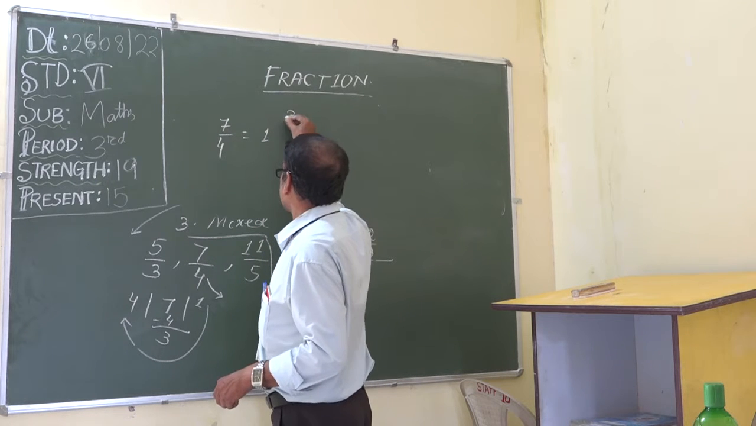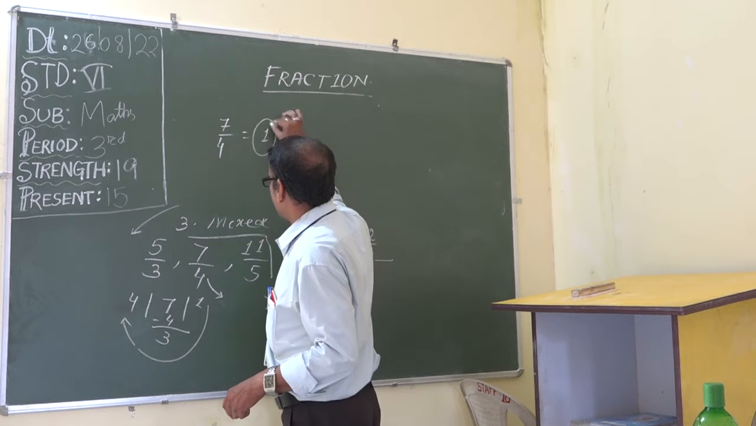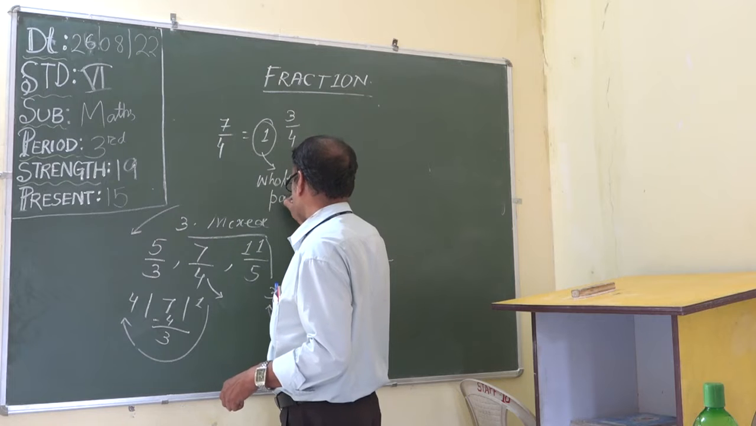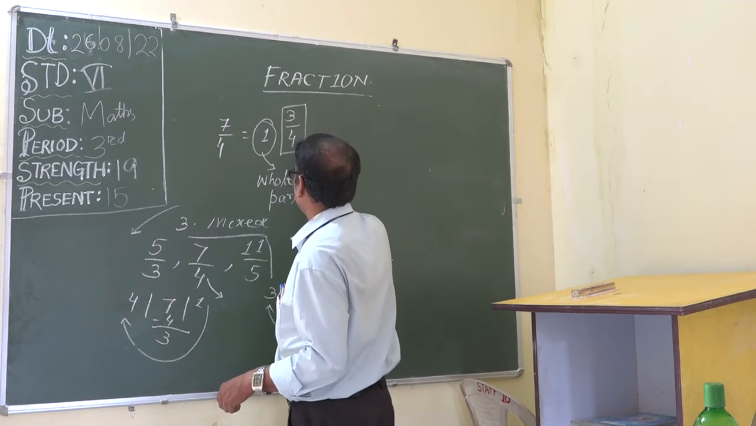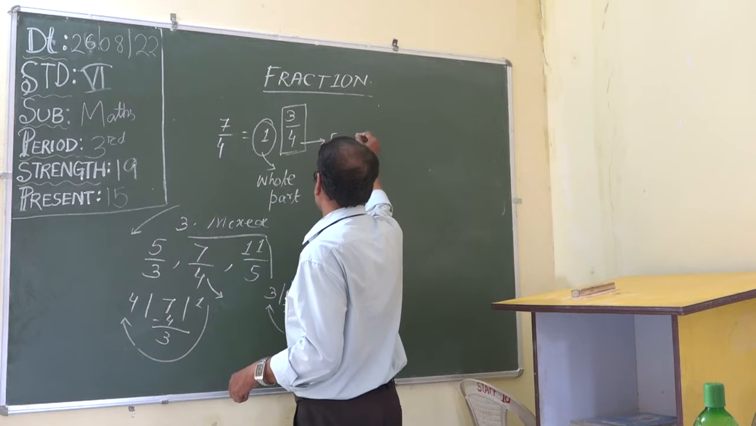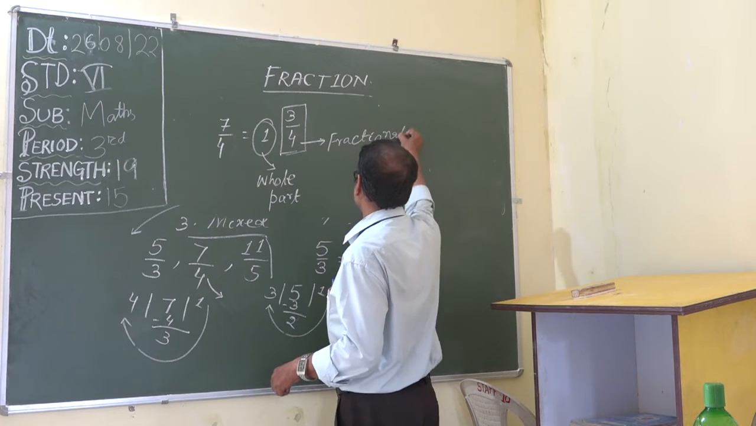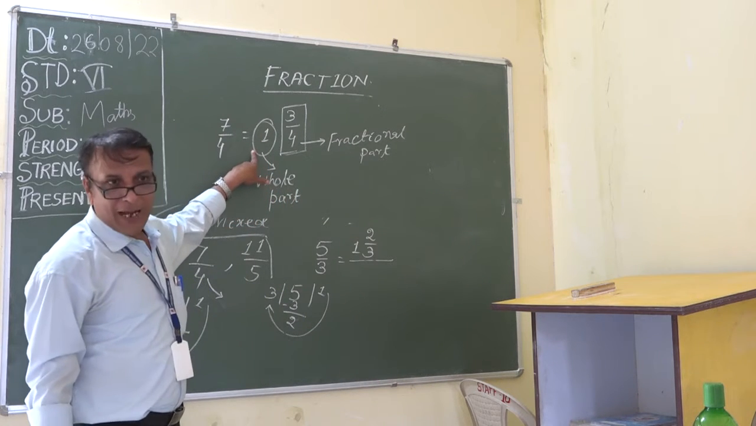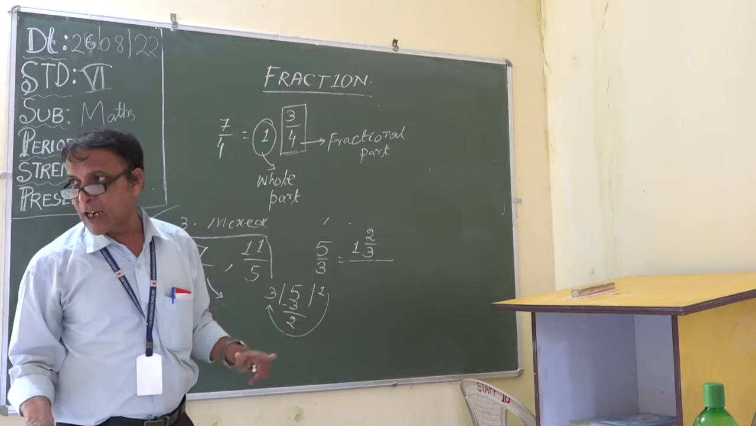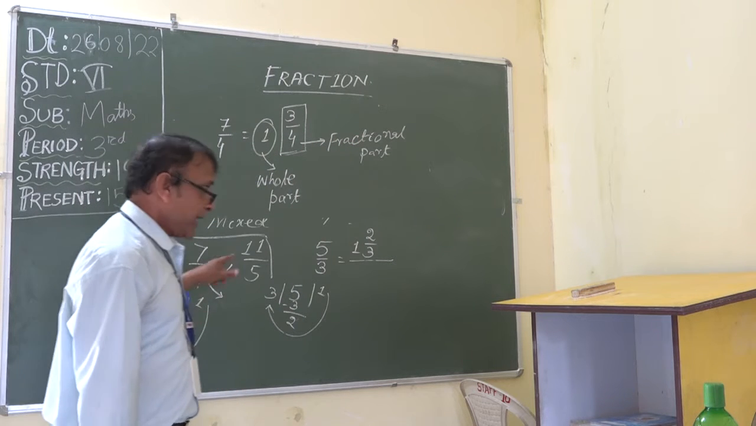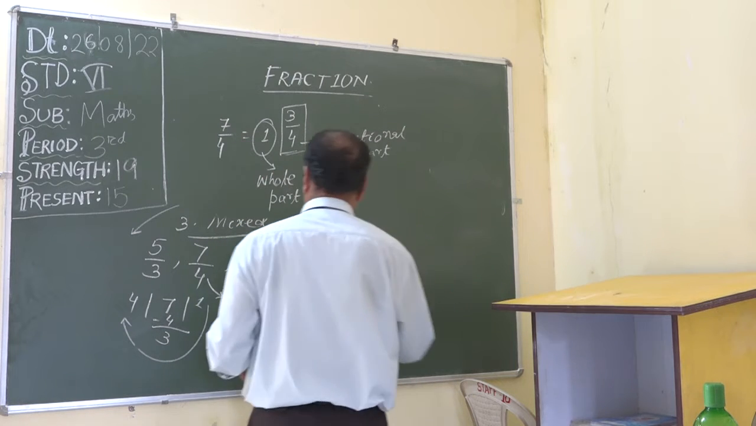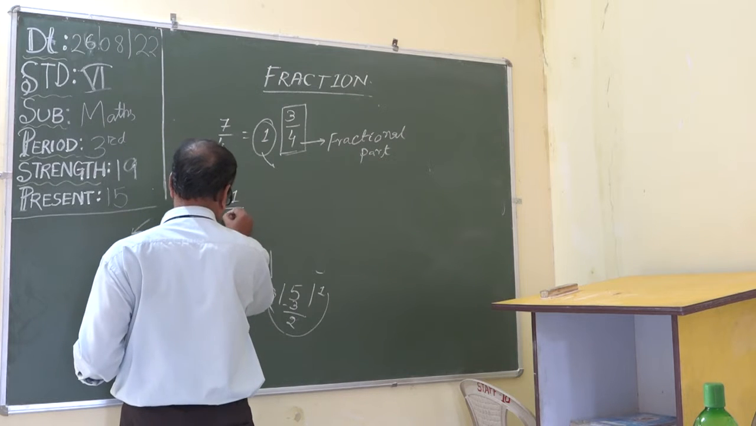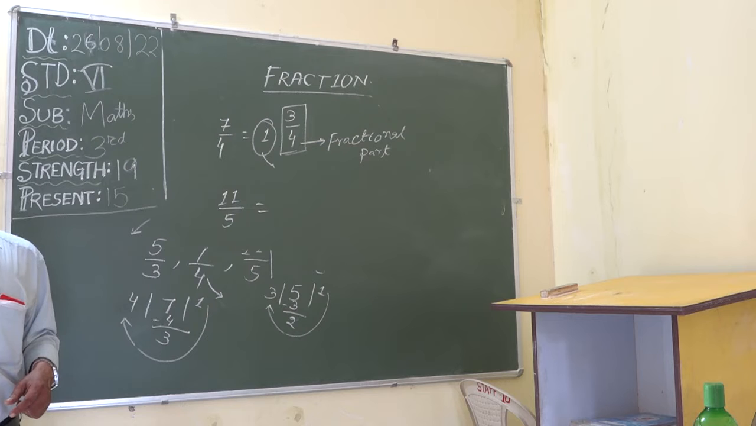7/4, which was an improper fraction, is now 1 whole 3/4. This is called the whole part, because it is always a whole number. And this is called the fractional part, because it always gives a fraction value. So in a mixed fraction, some whole part is there and a fractional part is also there. Now, 11/5, this one, how can I make it a mixed form, 11/5?